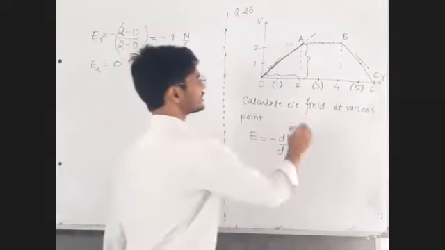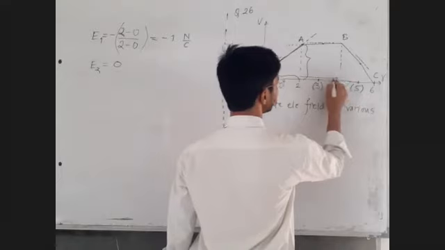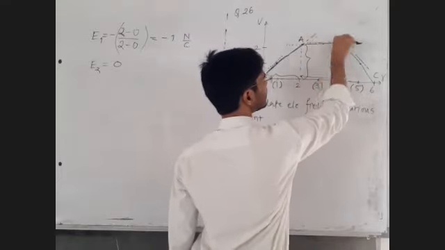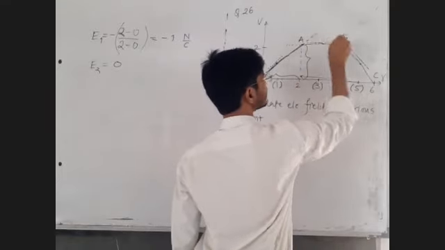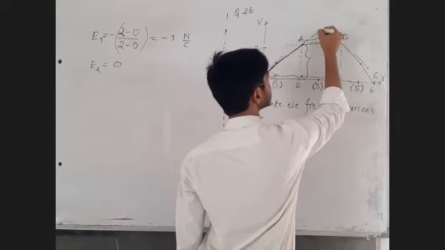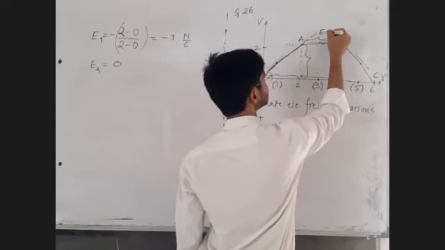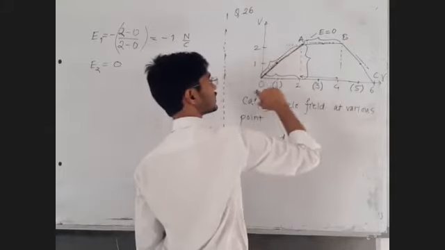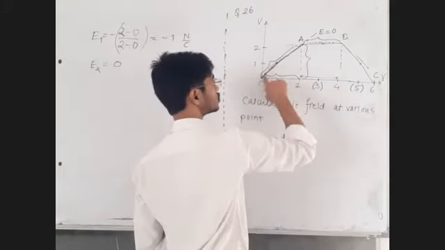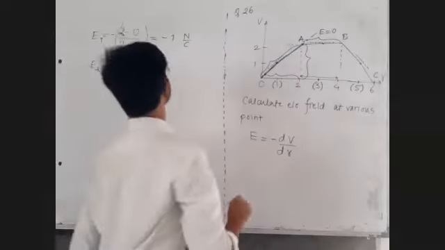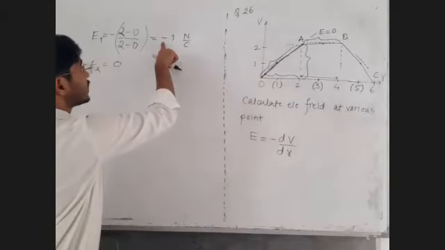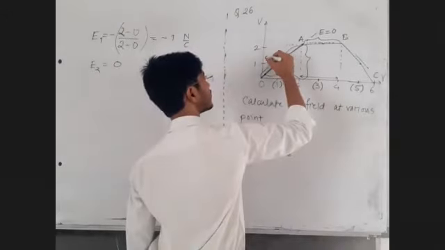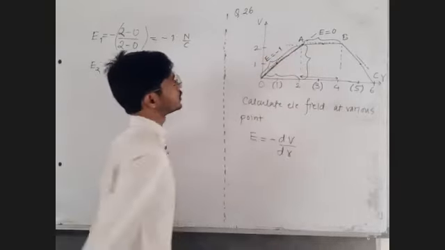Or in this entire region, see, the tangent will be like this. So in this entire region, electric field will be 0. From 0 to 2, the tangent is always like this, and there the electric field is minus 1.